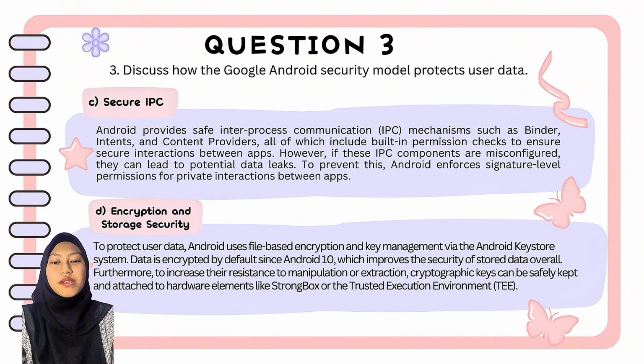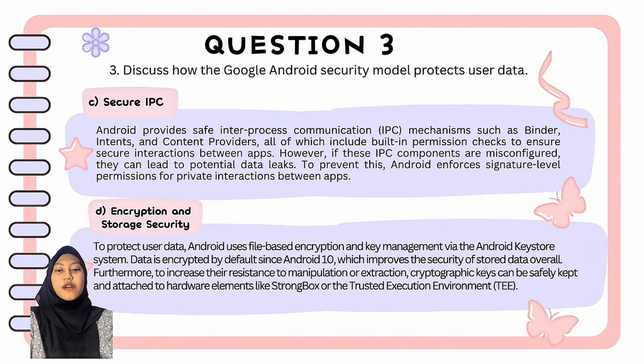Third, secure RPC. Android's secure RPC mechanism, which uses Binder, intents and content providers, ensures only authorized apps can interact. However, misconfigured components can lead to data leaks. To prevent this, Android applies signature-level permission, allowing only apps signed with the same key to communicate privately.